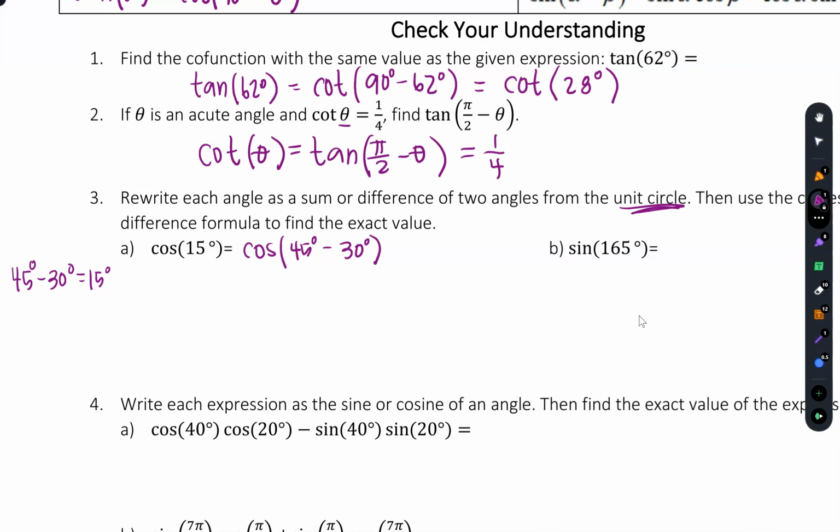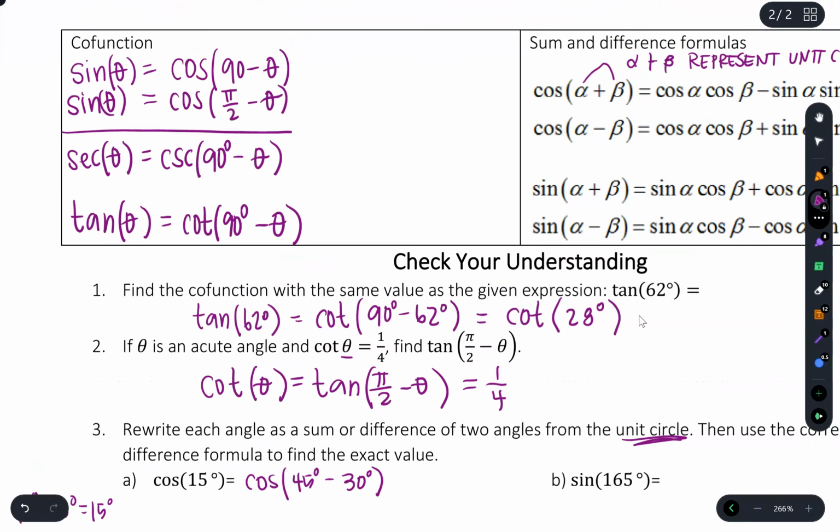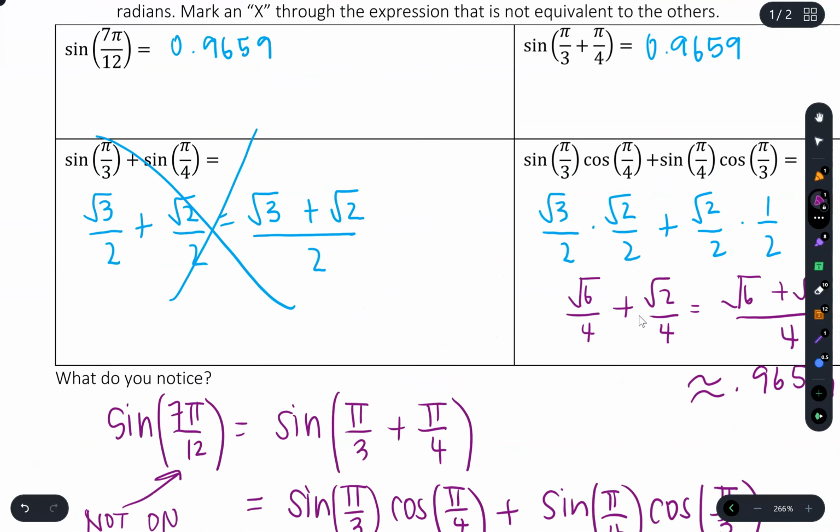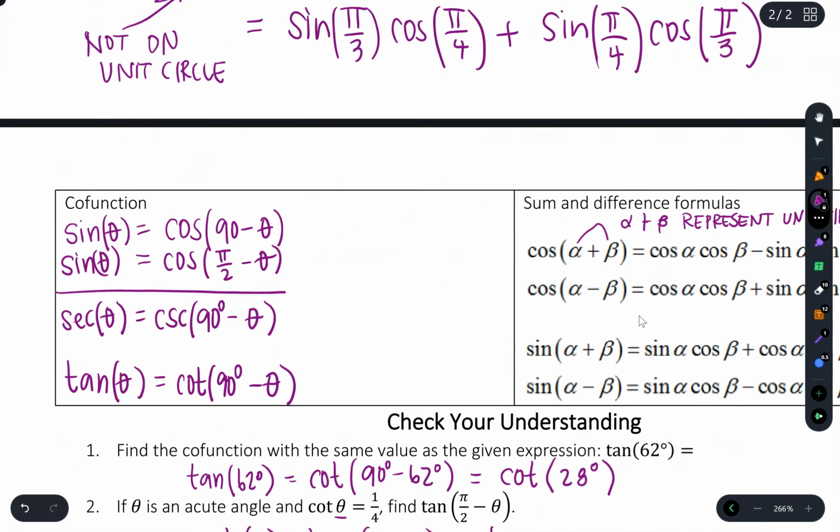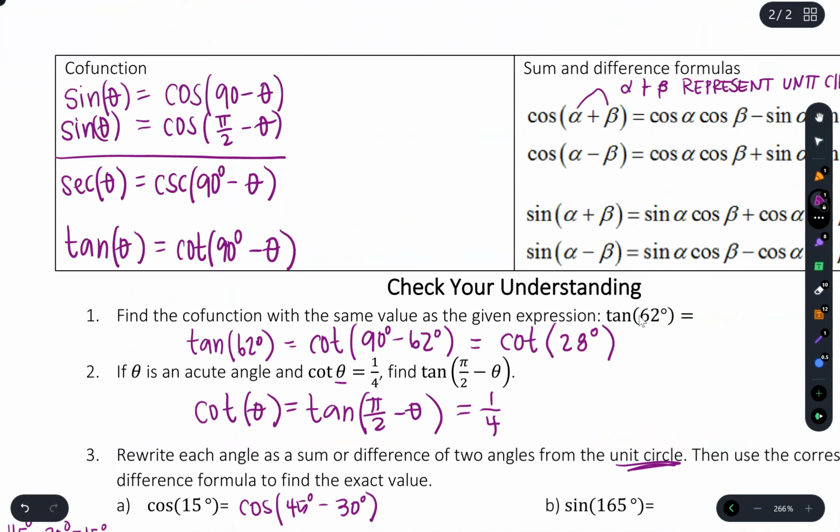Now, I can expand this. So remember, I can't say this right here. I can't just separate it, right? Those aren't the same. But I am going to separate this. So it's cosine of 45 minus 30 degrees. So I'm going to use this one.